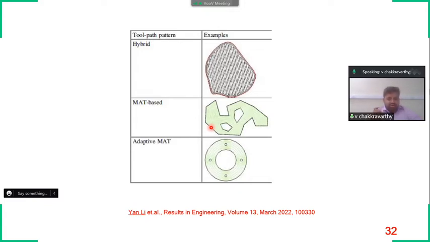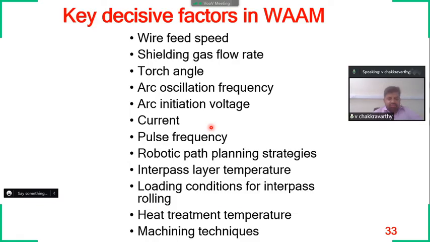So, adaptive medial axial transition. Even these kinds of varieties of torch path planning strategies are there, and based on our geometry, we will be deciding it. So when it comes to WAAM, we will be considering all these factors as crucial, because each and every factor has its own effect.